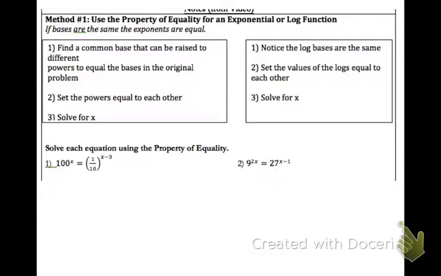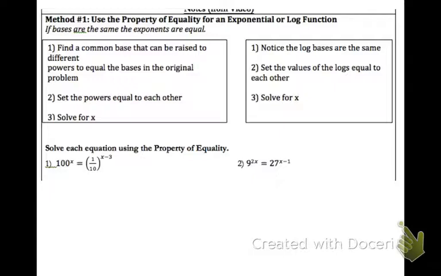Alright, so let's start by solving an exponential equation using method 1. So we're going to find a common base that can be raised to different powers to equal the bases in the original problem. Then we're going to set the powers equal to each other, because that's what the property of equality allows us to do. And then we can solve for x.